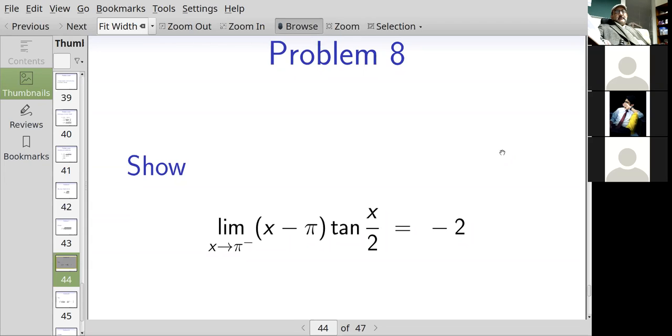Well, in this one, you would have to rewrite this function as a quotient, right? Can you tell how? It's going to be tan of x over 2 divided by 1 over x minus pi. That's right. Then we're going to keep differentiating it. Or the other possibility is you should write x minus pi over 1 over tangent of x over 2. But you have to rewrite this as a quotient if you're going to try and use L'Hopital's rule. You have to rewrite this as a quotient that's either going to give you 0 over 0 with substitution, or infinity over infinity.